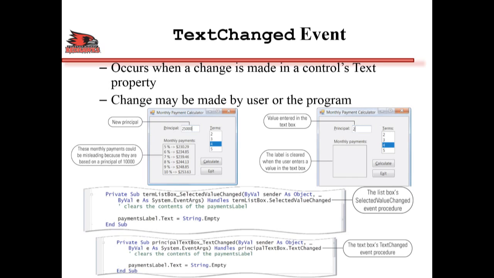So to avoid that, the easiest thing to do is clear the output, clear the results once something gets changed in this list box. So that's another event called text changed. Once the text is changed in some text box or list box, basically do something. Here, that something is just clearing out the whole text in the label called payments label.